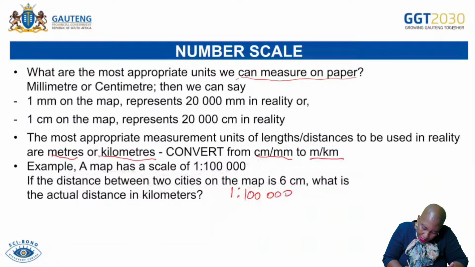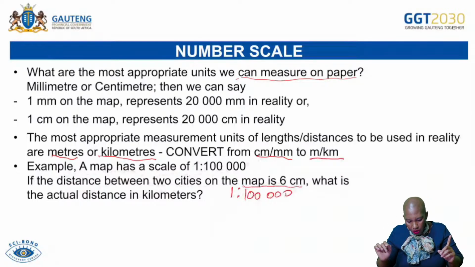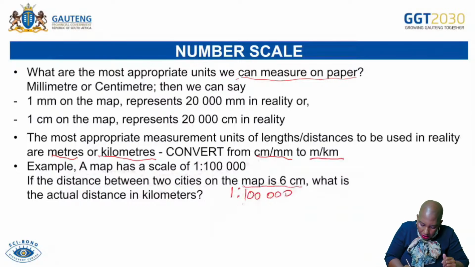Then they are telling us that the distance on the map is 6 centimeters. So when they measured from A to B, between the two cities, they got 6 centimeters. And then we take the 6 centimeters and write it here. It will come under the map because they said it's the map distance. And then we want to determine the actual.